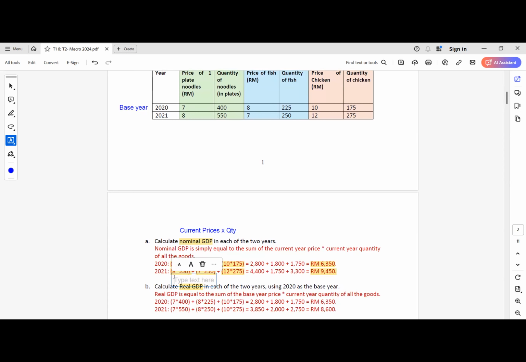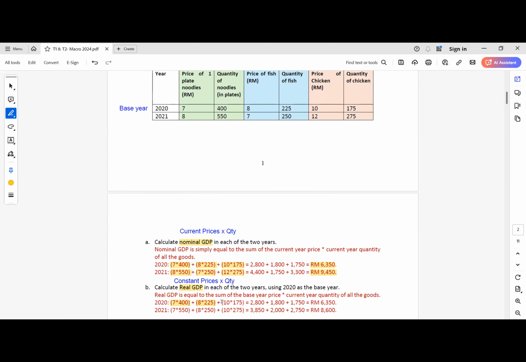So to calculate, let's say in 2020, it will be the same because it is the base year. The value of the noodles, value of the fish, and also value of the chicken. All these will be the same as what you have calculated just now, which is 6,350. It's the same because this is the base year. So we use back the same information, therefore we get the same answer.